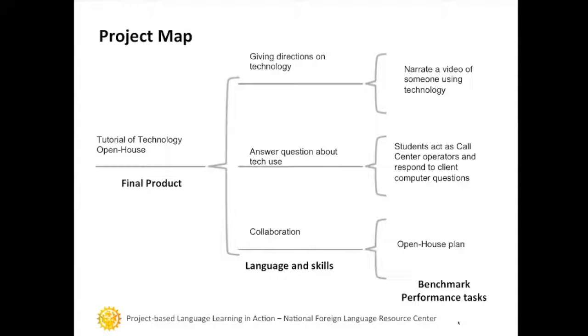So if we break down that final product into its component parts, we see that in order to be able to speak interpersonally about the technologies at the open house event, students will need to be able to give directions on how to use the technology and be able to answer questions that the attendees have. Lastly, since they're planning the open house event as a class, they'll need to be assessed throughout the project on their ability to collaborate with classmates.